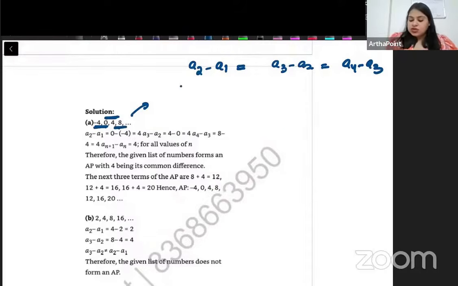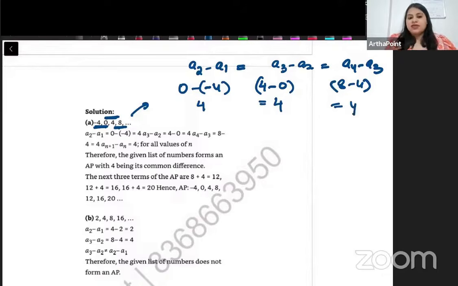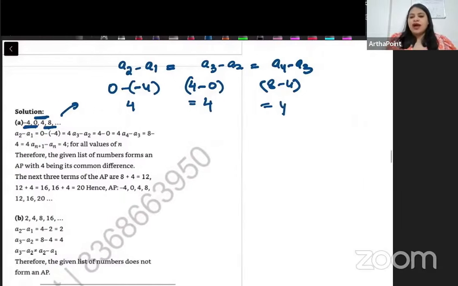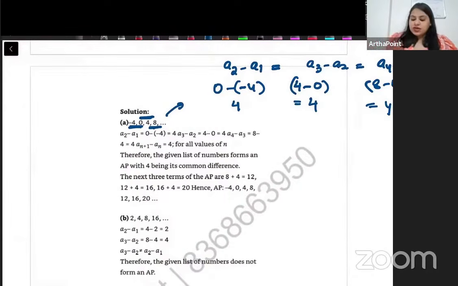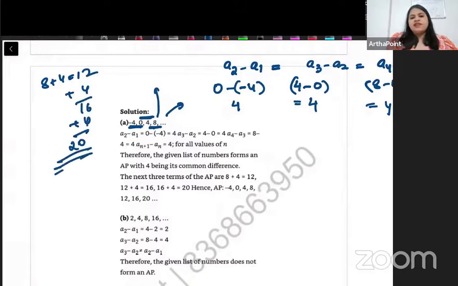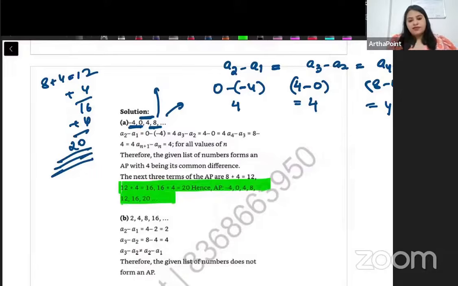So check here. 0 minus -4 will be 4, beta. 4 minus 0 will be 4. 8 minus 4 will be 4. There is a common difference. That means that this is an AP. And then it says what will be the next three terms of the AP. I just have to add 4, 4, 4 again. So beta, here 8 plus 4 will be 12, plus 4 will be 16, plus 4 will be 20. Very, very simple. So the terms are in AP, and these are the terms that you have.